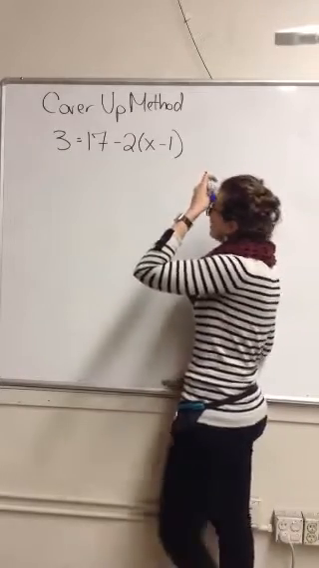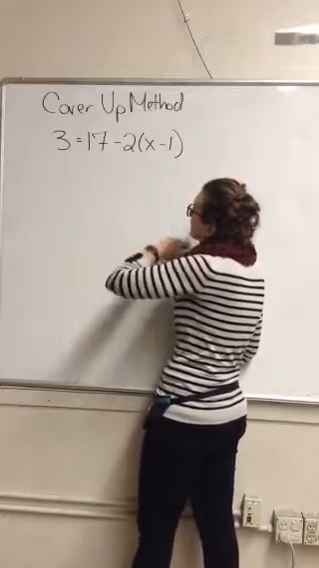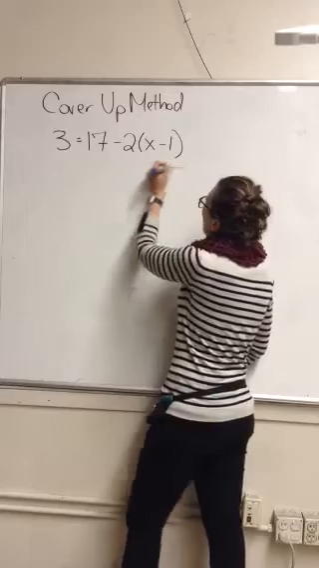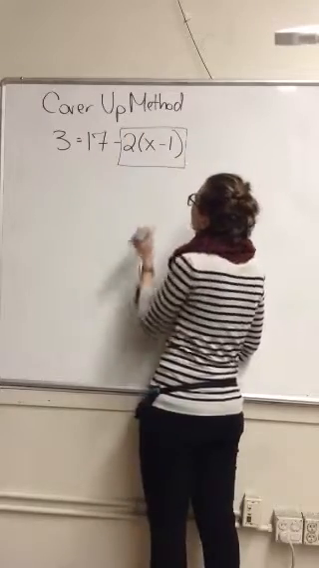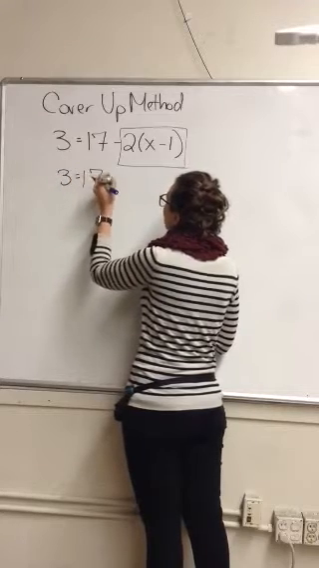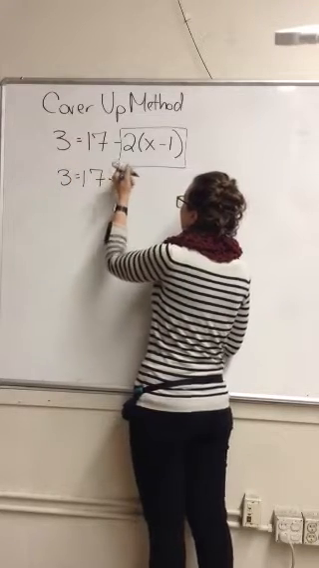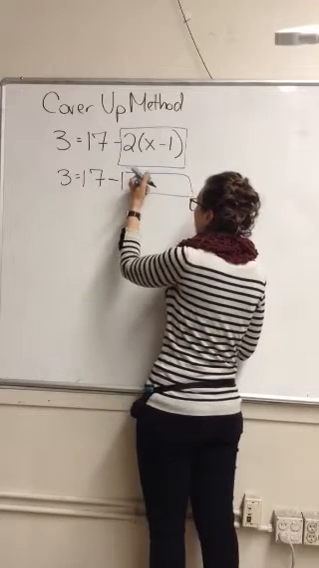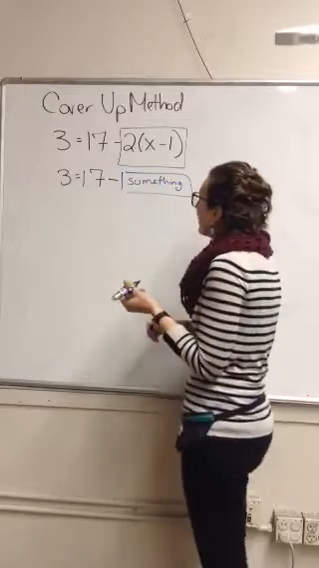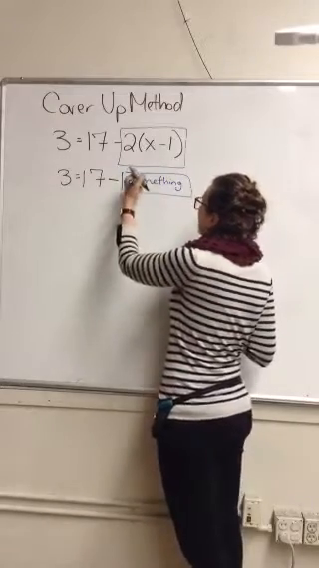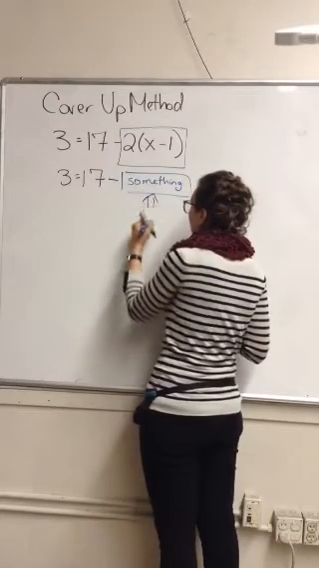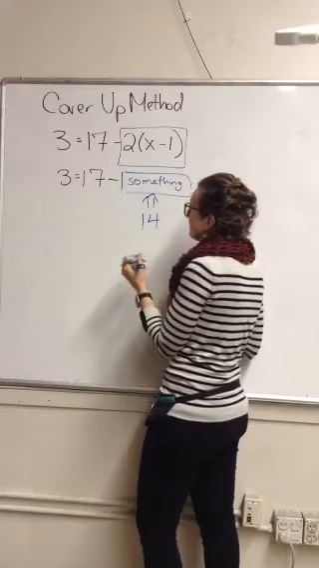And so I think, okay, 3 equals 17 minus, I don't know, some messy stuff. So I can kind of cover up the messy stuff and say, okay, well, 3 equals 17 minus something. And I can figure out, okay, well, maybe I don't know what that whole mess is, but I know what this something has to be. That something has to be equal to 14.